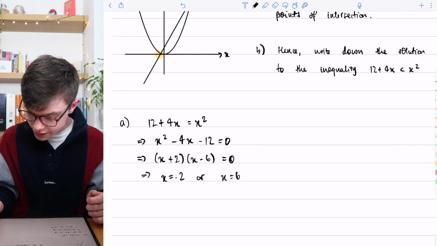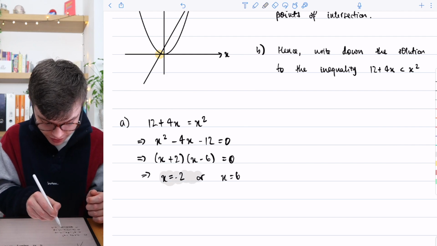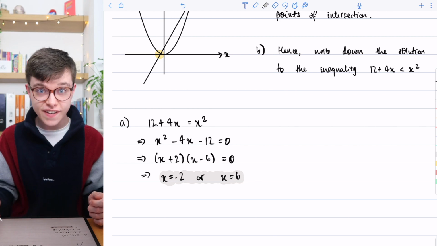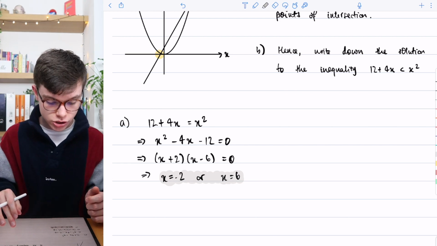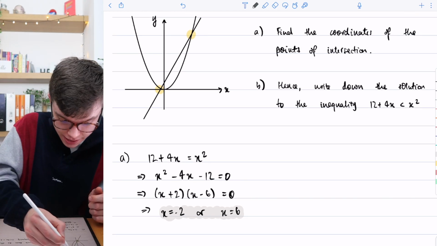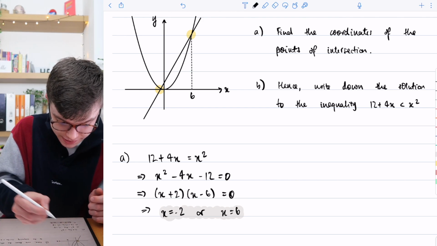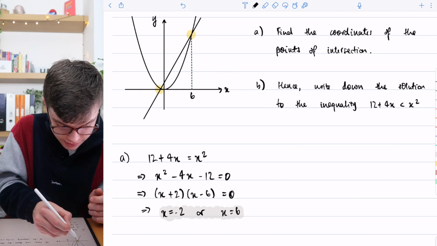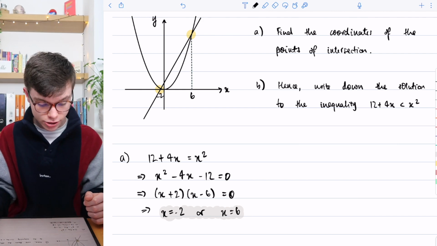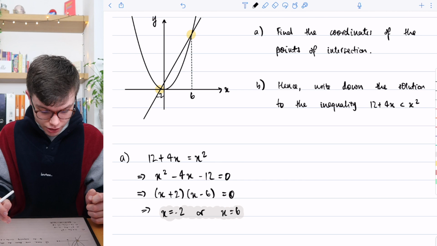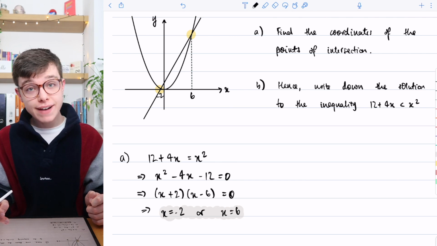Okay, so we've kind of got half of our answer now. This is our two values for x, the point of intersection. So what that means is at that point of intersection there, well, x is positive, so x must be 6. And at this point of intersection there, x must be minus 2, okay? So we've got our values for x, we need our values for y.